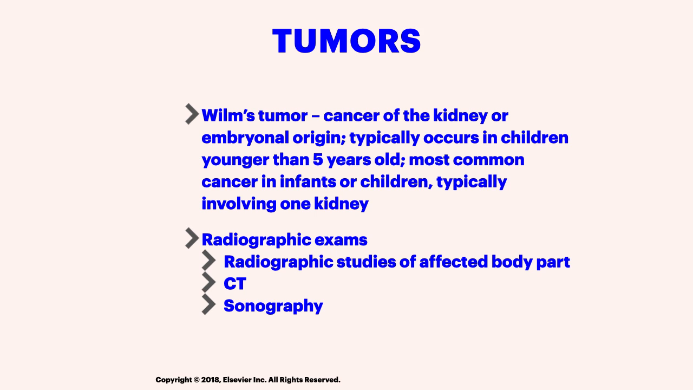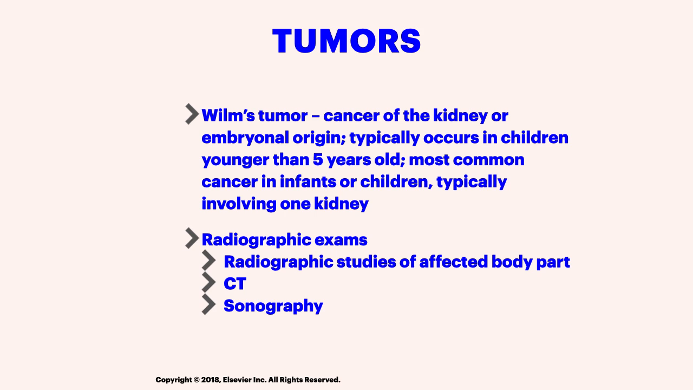Tumors. Malignant tumors occur less frequently in children than in adults and are more curable in children. Neuroblastoma, childhood cancer, age younger than 5 years old. Tumors occur in the nervous system, typically adrenal glands, and usually in one kidney.